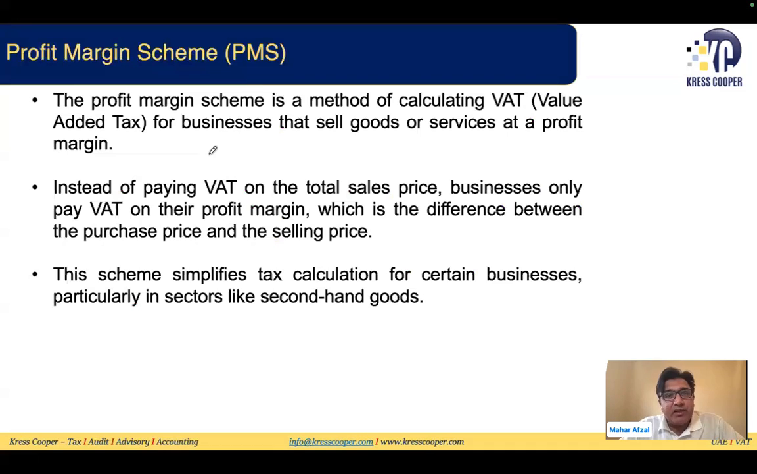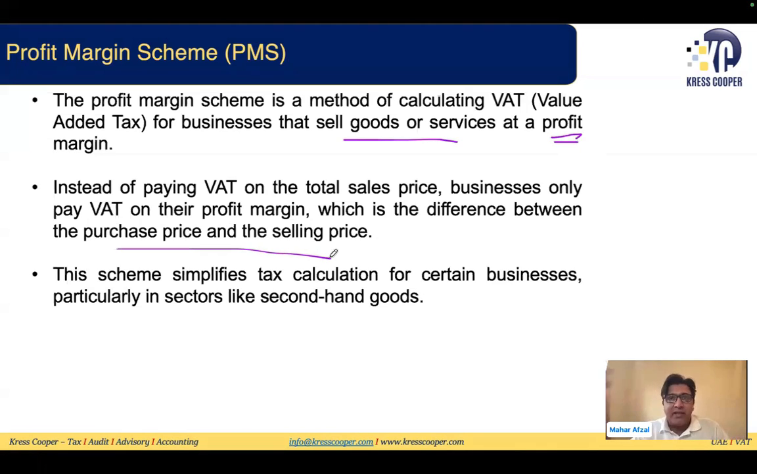The profit margin scheme is a method of calculating VAT for businesses that sell goods or services at a profit margin. We know what the profit margin is: gross sales less gross purchases. Instead of paying VAT on the total price, businesses only pay VAT on their profit margin, which is the difference between the purchase price and selling price. We have already discussed this. The scheme simplifies the calculation for certain businesses, particularly in second-hand goods, where traders are involved.